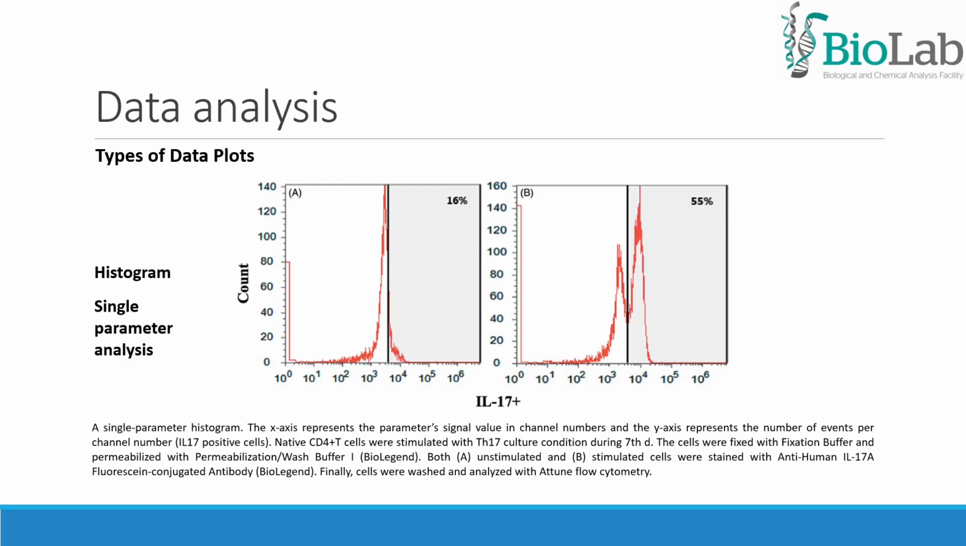The histogram is a graphical representation of single parameter data and shows the relative number and distribution of events. In a histogram, the horizontal axis corresponds to the signal intensity of the selected parameter, while the vertical axis represents the number of events, the count, per channel number.